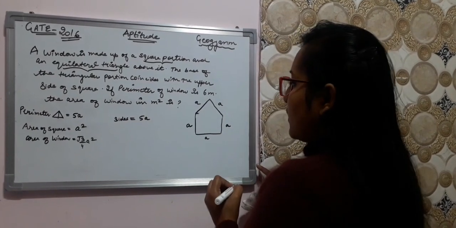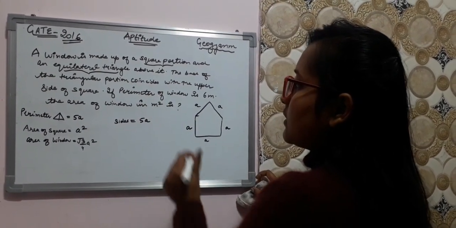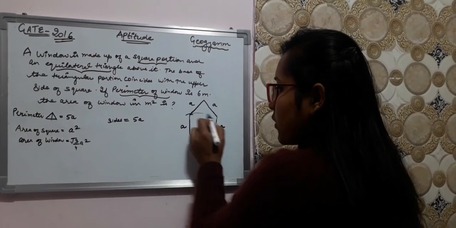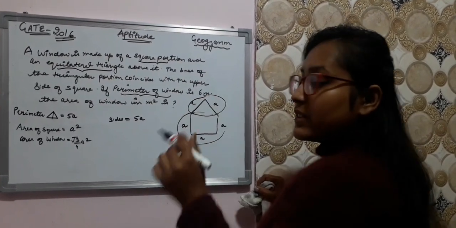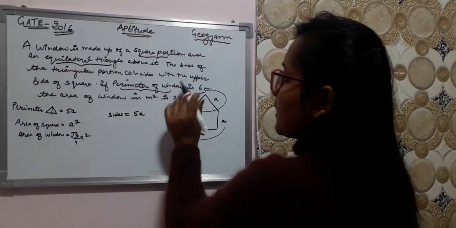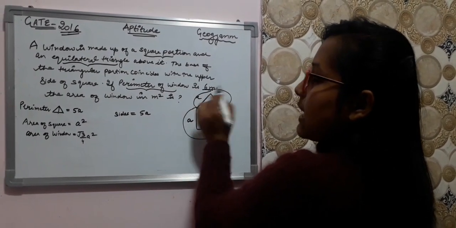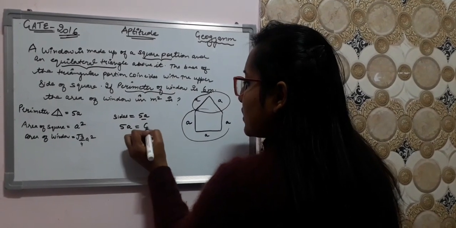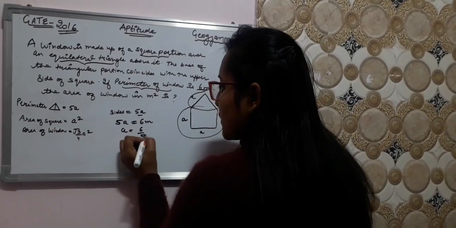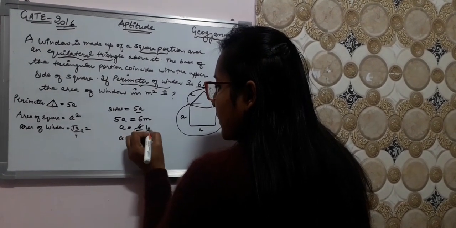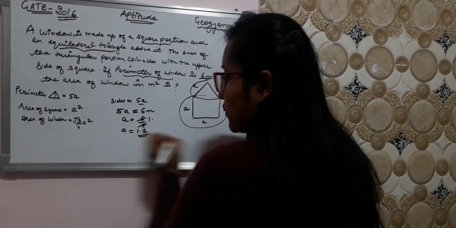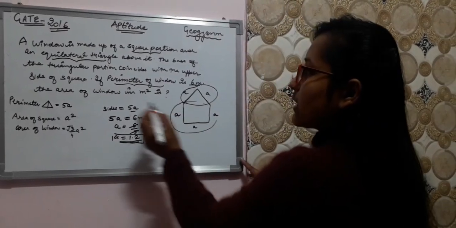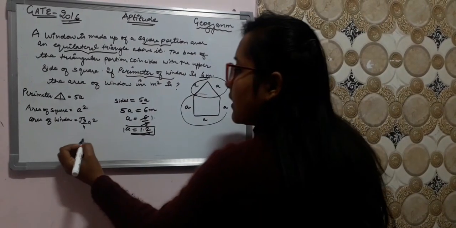These are 5a. For the window, we have to calculate the area of both the square as well as the equilateral triangle sitting above it. What is given in the question? The perimeter of the window is 6 meter. So 5a equals 6 m, which gives a equals 6 by 5, which is 1.2. So our a is 1.2.